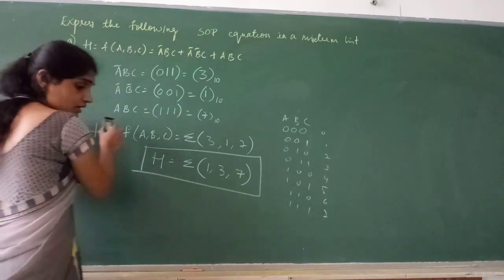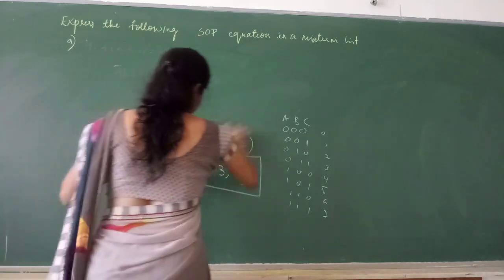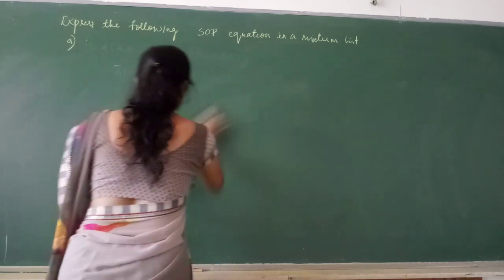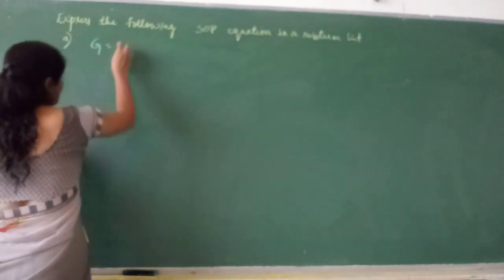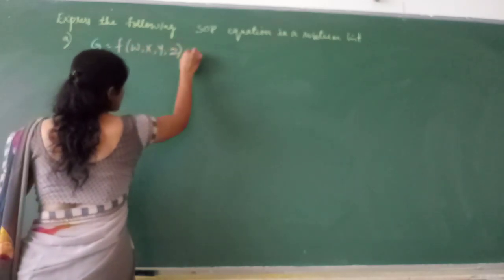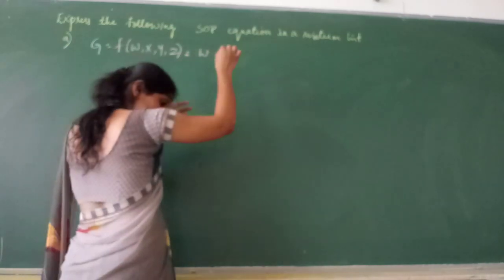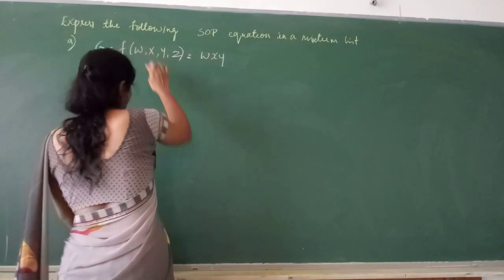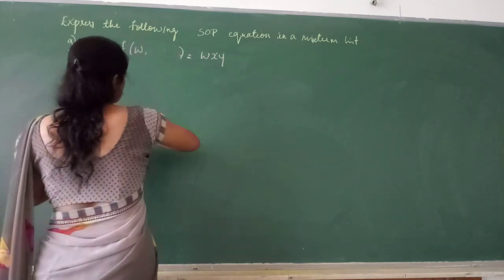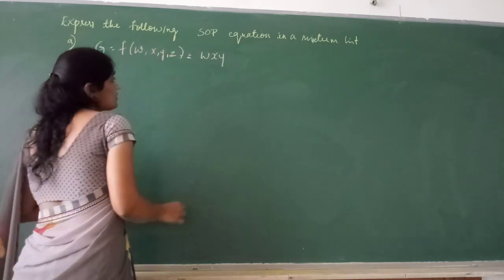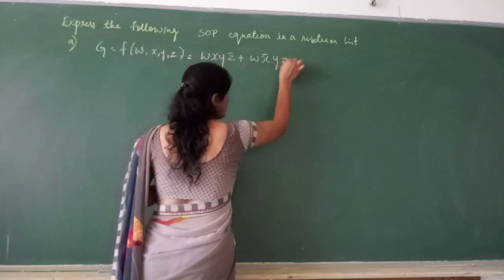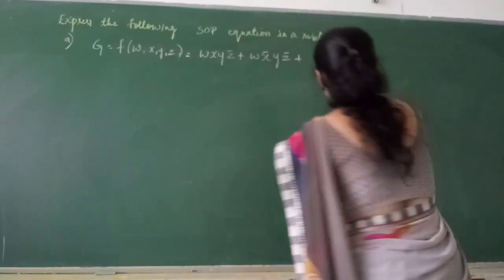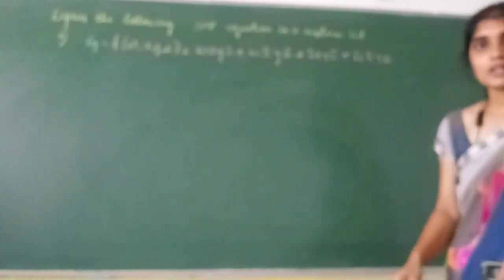So let me take another question. The question is G is equal to f of w x y z, which is equal to w x y z bar plus w x bar y z bar plus w bar x y z bar plus w bar x bar y z. Since I have taken capital X here, let me write small variables here. Some equation I have taken.